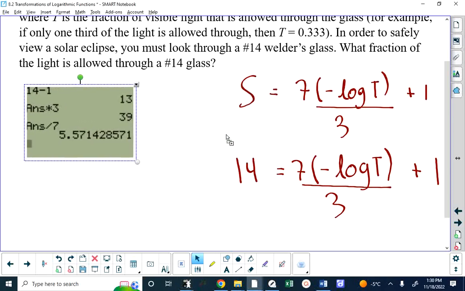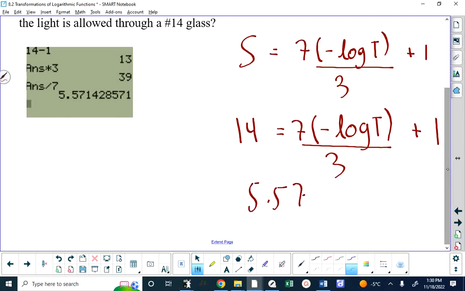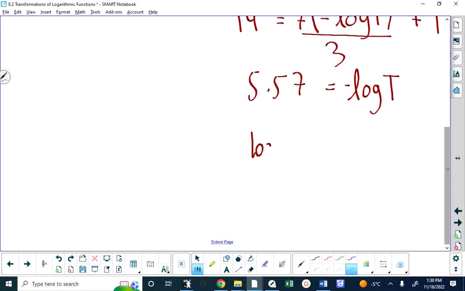I have this number equals negative log of T. That's where I'm at. I've subtracted 1, I've multiplied by 3, I've divided by 7. So let's switch both sides to this equation and get log of T equals negative 5.57. You could just multiply both sides by negative 1. Who's in chemistry 30 right now? Have you done acids and pH yet? Okay.